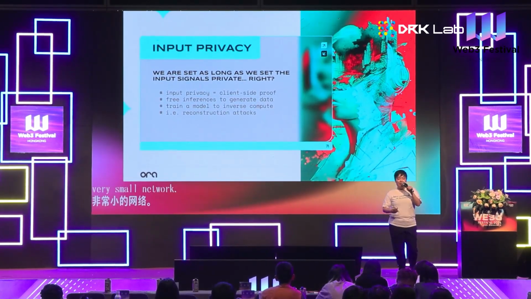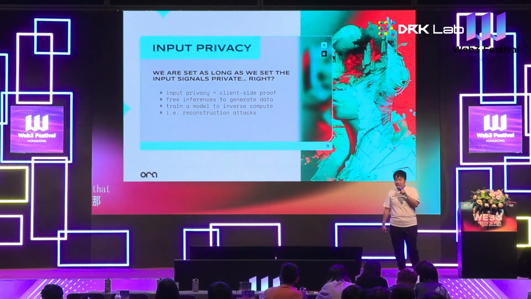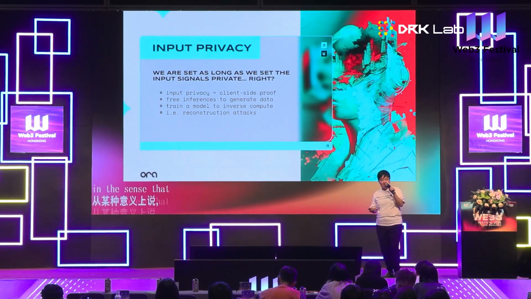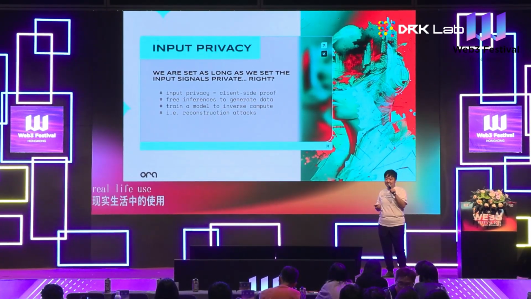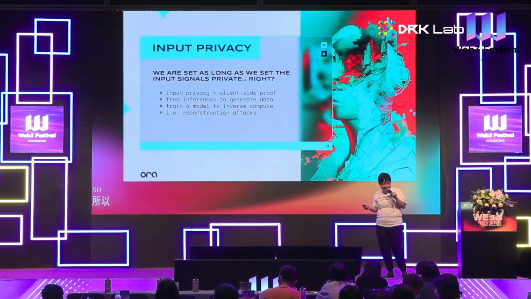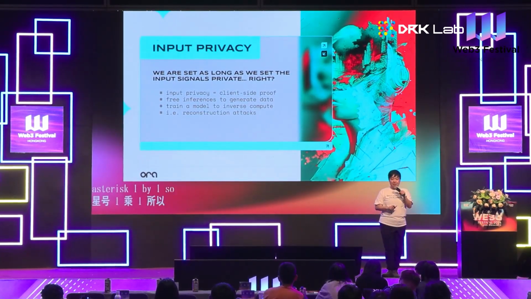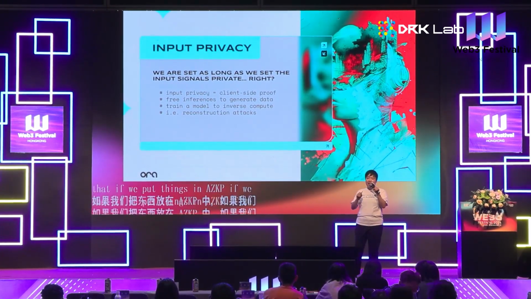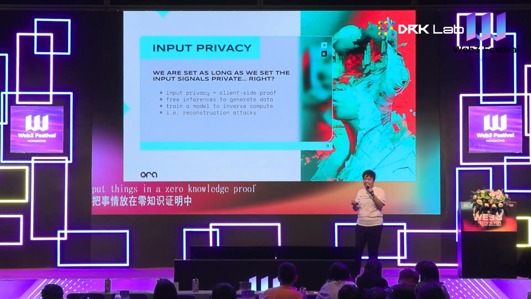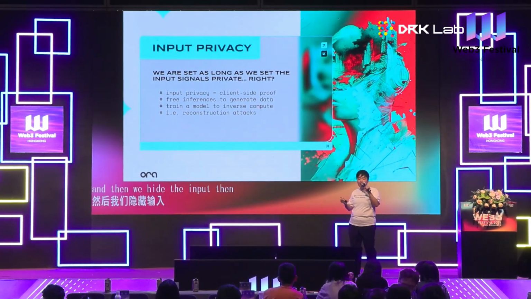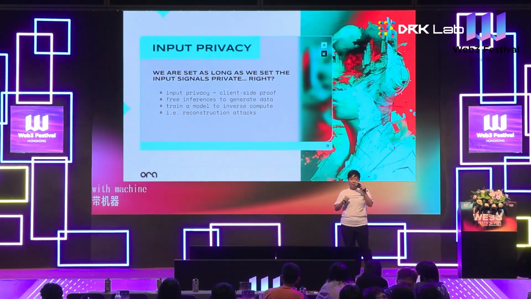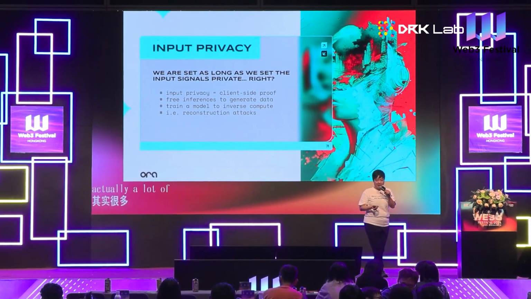So let's tackle what I put in asterisk one by one. Usually, we assume that if we put things in a zero knowledge proof, and then we hide the input, then everything is private. Normally, that's the case, but with machine learning, it's tricky. Because with machine learning, there is actually a lot of data or statistics that you can gain out of the output. So yes, I cannot get the input directly from the ZK proof itself, but I can actually get the input by knowing a lot of things about your machine learning network.